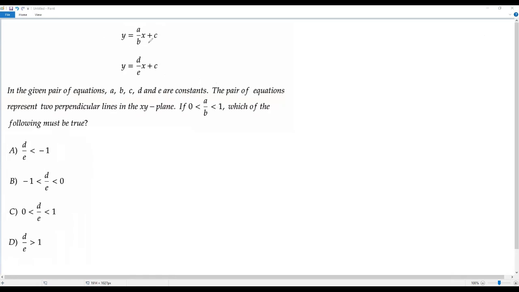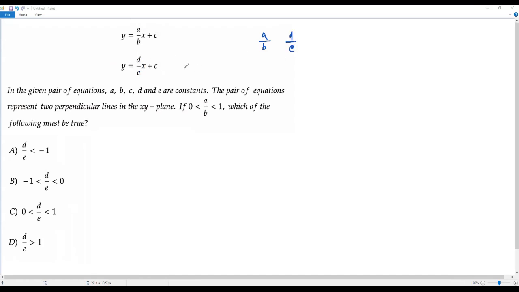Okay, here the question says that the two lines are perpendicular, and when I consider the equations over here, each equation is in slope intercept form, that is y equals mx plus b. When we have the equation of a line in slope intercept form, the coefficient of x represents the slope of the line. Now let me consider the slope of the first line, that is the coefficient of x, a over b. Now let me consider the slope of the second line, the coefficient of x, that is d over e.